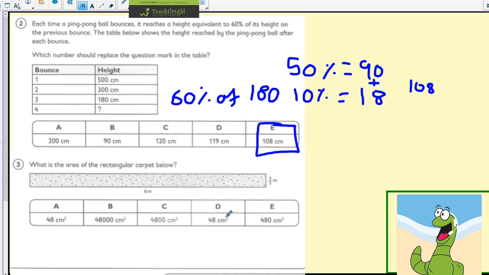Number 3. What's the area of the rectangular carpet below? Well, I know in area it's base times height. So I need to do 6 multiplied by 4/5.